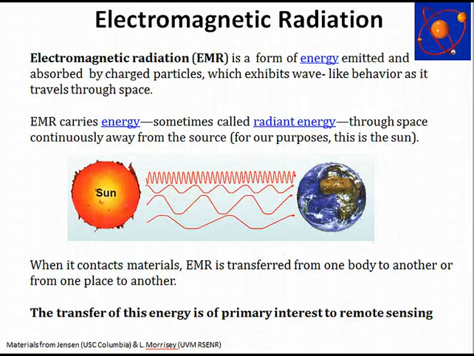So hopefully now you understand a little bit more about electromagnetic radiation: that it's a form of energy that exhibits wave-like behavior, but also consists of a mass-like photon, and it carries this energy through space to the Earth. When it contacts materials, this energy interacts particularly with electrons of surface materials. And this is really what we're interested in, the transfer of this energy, or what happens to this energy when it contacts objects on the ground.